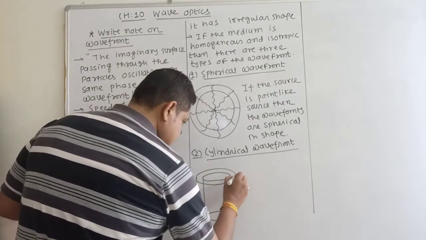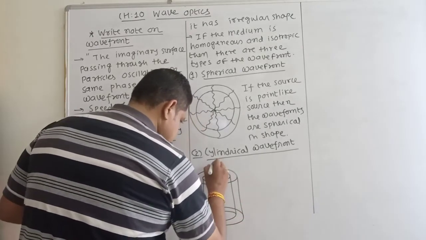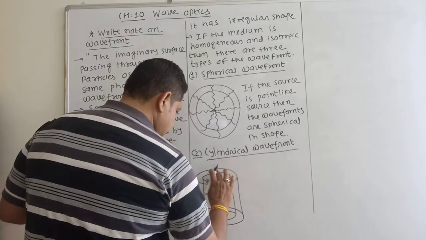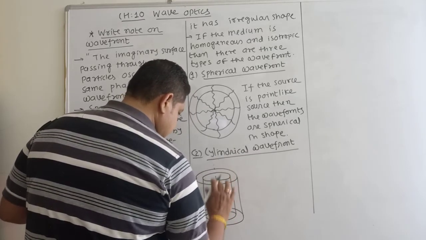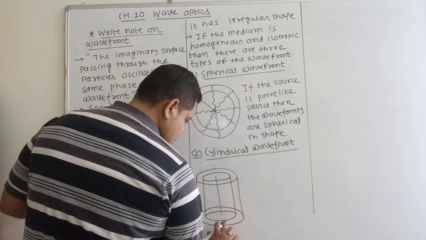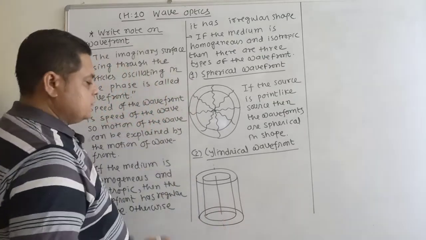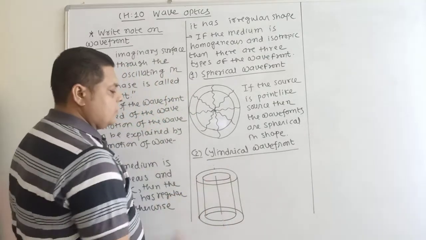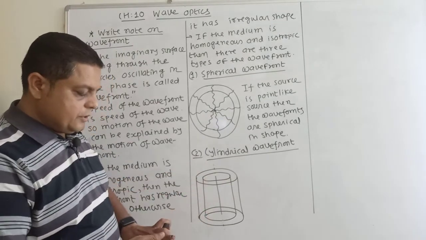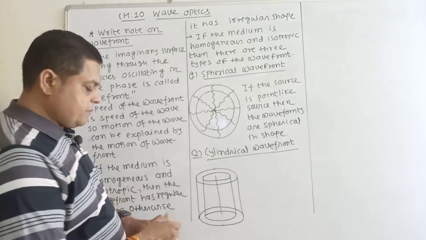Here listen, if the source is linear, in that case at any instant of time, if I consider the surface at equal distance from this linear source, it is cylindrical in shape and the phase there will be the same.